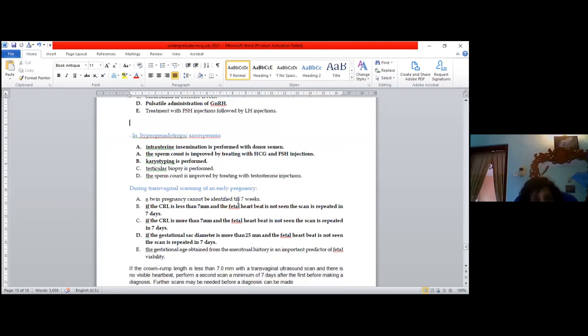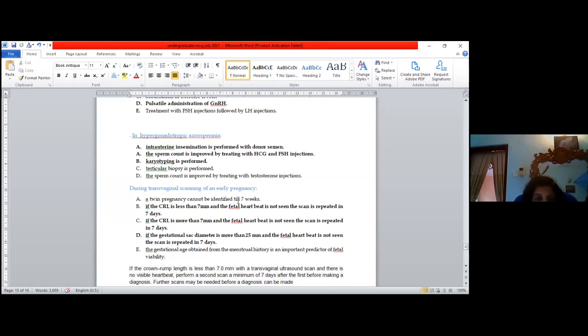In hypergonadotropic azoospermia, that means the testis has failed. Hypergonadotropic amenorrhea means the ovaries have failed.